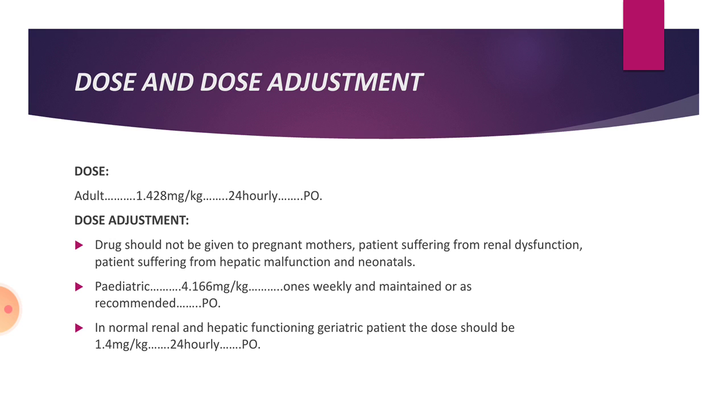Pediatric dose adjustment is 4.166 milligram per kg once weekly or as recommended per oral. In normal renal and hepatic functioning geriatric patients, meaning 60 plus, the dose should be 1.4 milligram per kg once a day per oral.